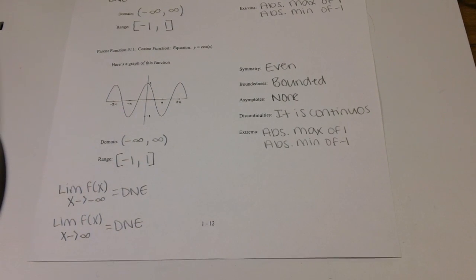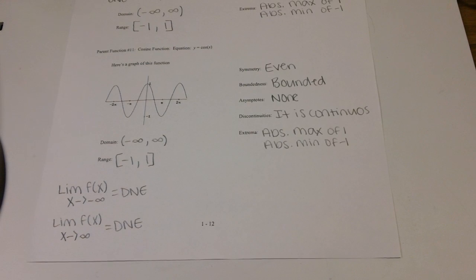So for the next function, the domain is also negative infinity to infinity. The range is also -1 to 1, both included. The symmetry is even. It is bounded. There are no asymptotes. It is continuous. It has an absolute maximum of 1 and absolute minimum of -1. And as x approaches negative infinity and as x approaches infinity, the limit also does not exist.